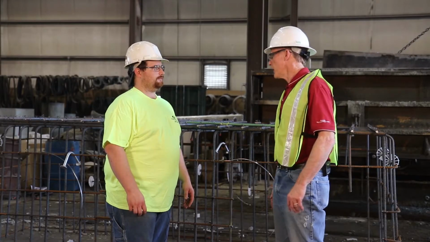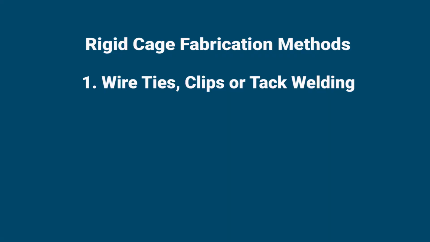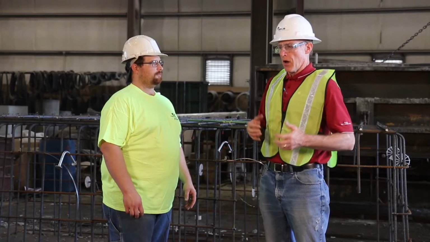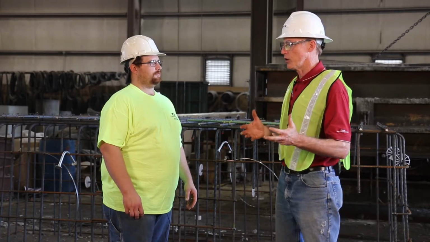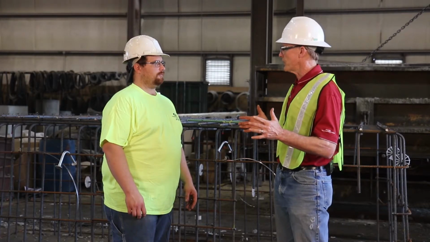Thanks, Michael, for explaining all the different ways that you can overlap and tie the cages together. I also encourage you to investigate the other methods of cage connection, such as structural welding or mechanical couplers. And if you have dissimilar metals, such as stainless steel to regular, there are bimetallic couplers to separate those. So we've now fabricated the steel, we've put it all together. How do we know that we have the right tolerances all put together?